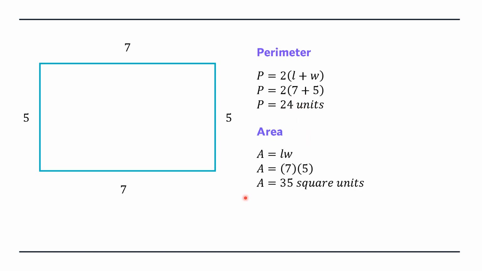Now when it comes to the area of a parallelogram, that's length times width. So 7 times 5 will be equal to 35 square units.